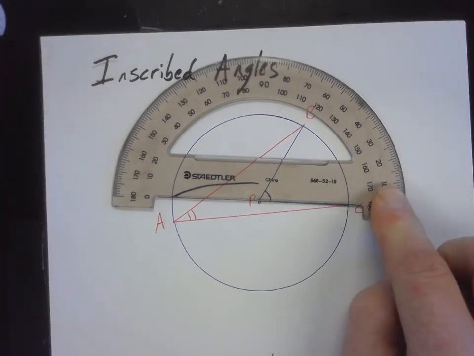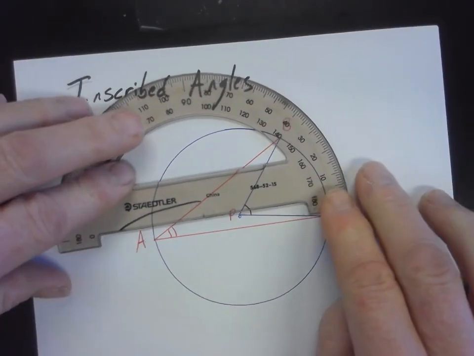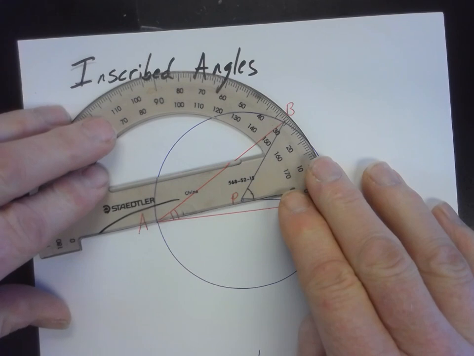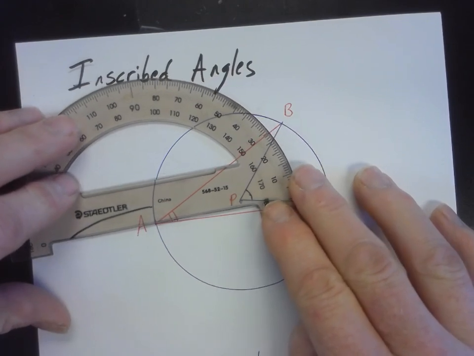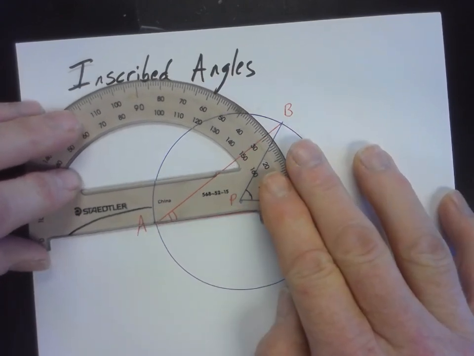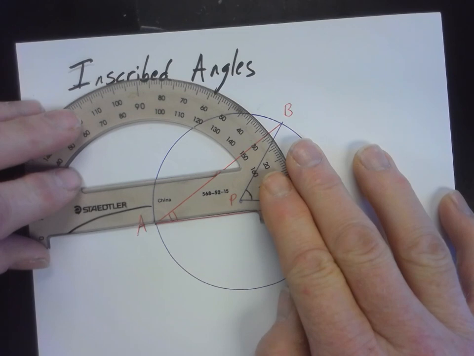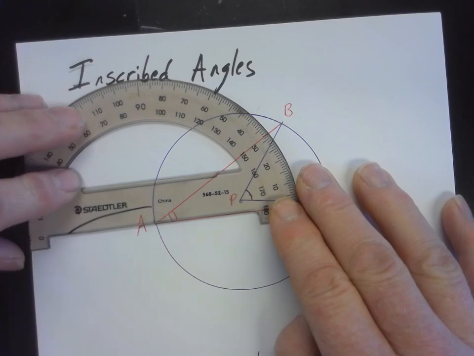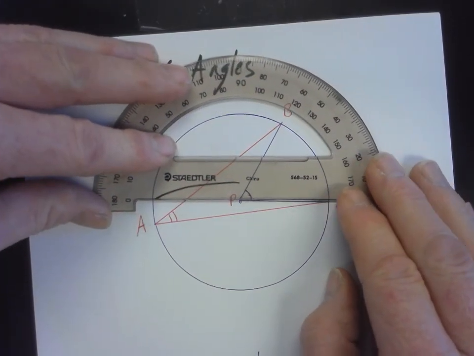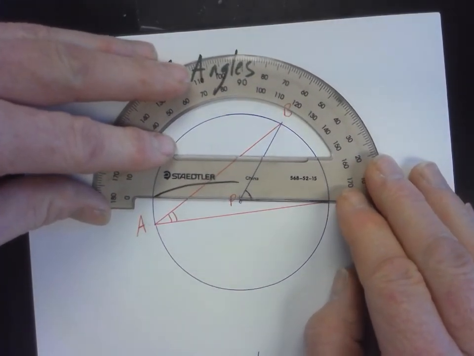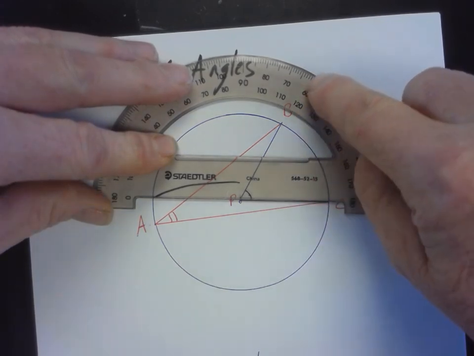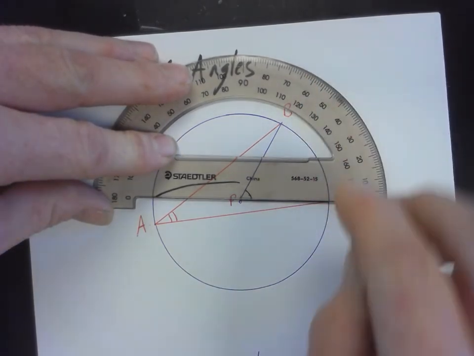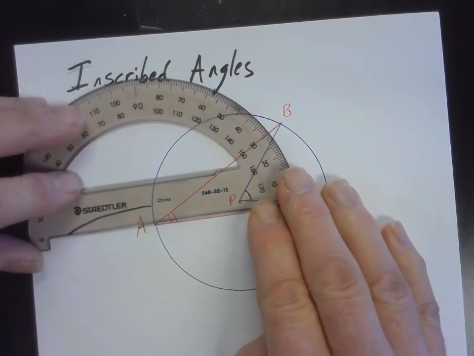Okay? Let's come over here on angle P. Any guesses what it might be? 20 something? 30 something? Oh, about 32? Okay, so about 32. This one, it looks like it was about 64? This one looks to be about 32?